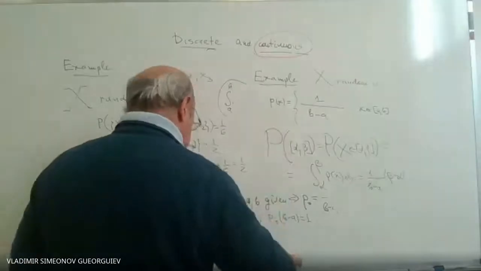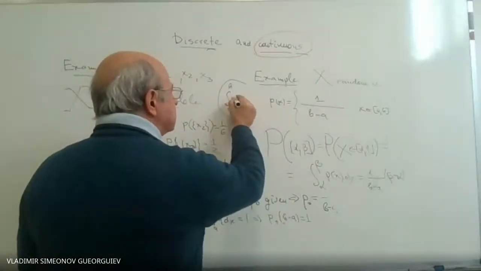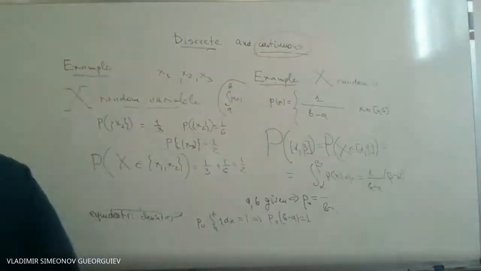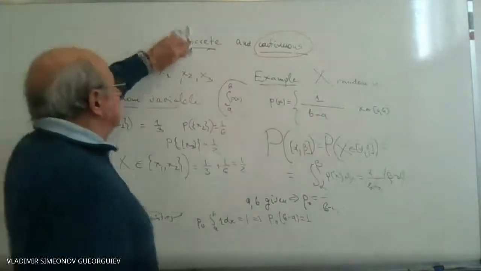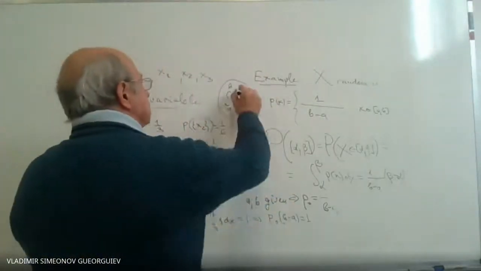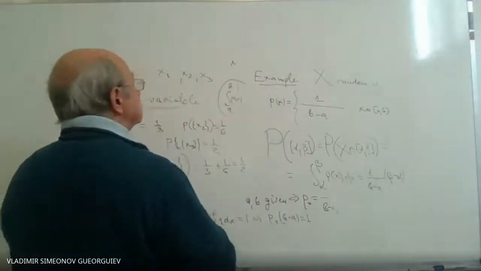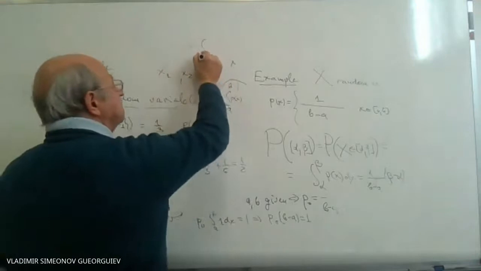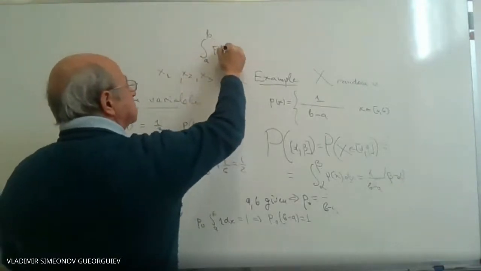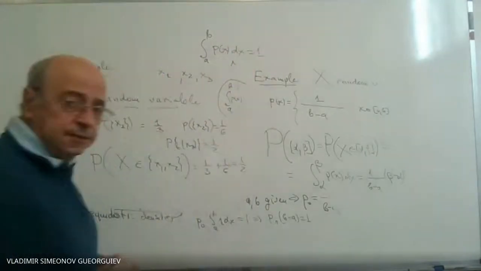So this is our x. Let me write it above so that you can see better. I shall write this above. I have to change also this black. We have the integral from a to b, p(x) dx. This integral is exactly 1.